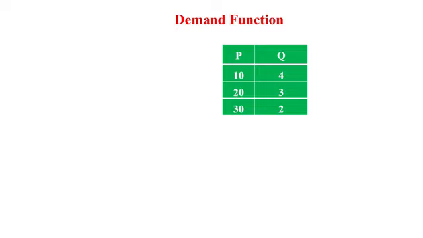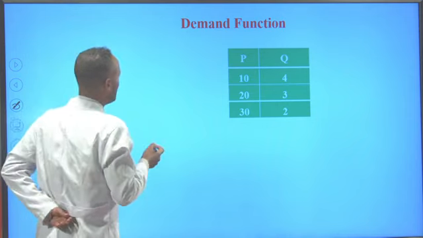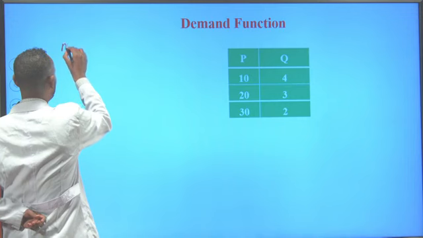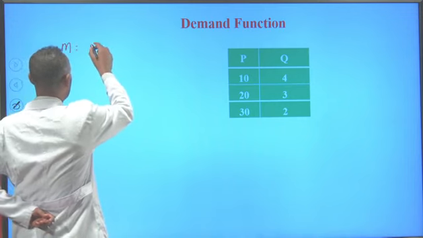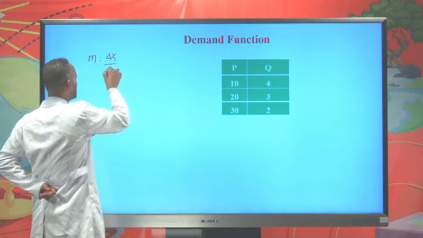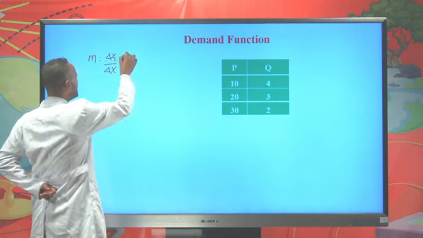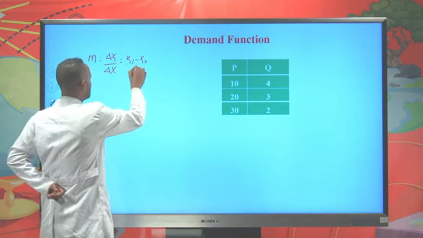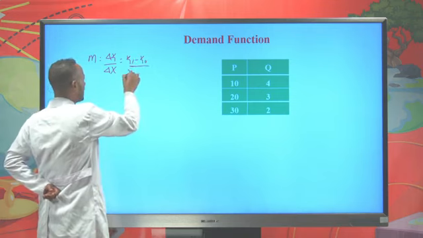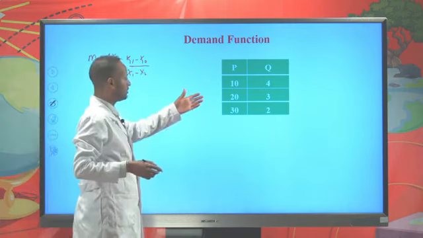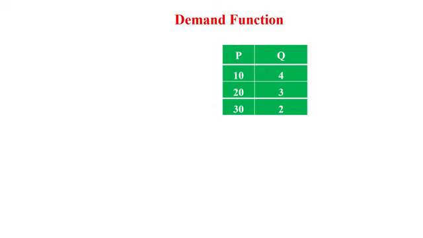The first step to derive the demand function is calculating the slope of the demand function. The slope is mathematically calculated by dividing the vertical difference, which is the change in y, over the horizontal difference, which is the change in x. This is y final minus y initial, and the change in x is x final minus x initial. Now from this information, by taking any two coordinates, we can calculate the slope of the demand function.